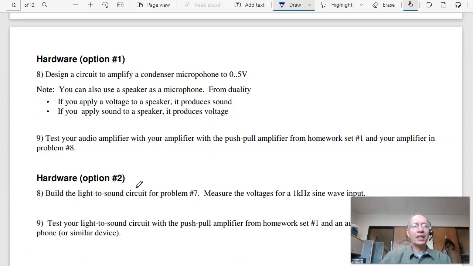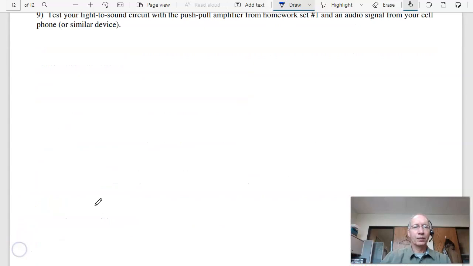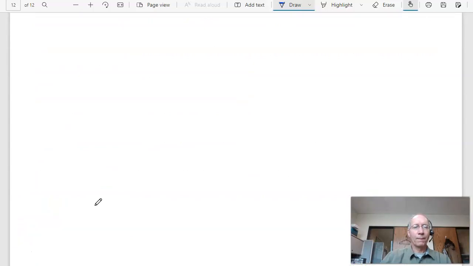And then problem 8 and 9, that was your choice. Build an amplifier to amplify a microphone or to transmit sound on a light beam and demonstrate it. So that is homework set number 2 for ECE 321, Analog Electronics.